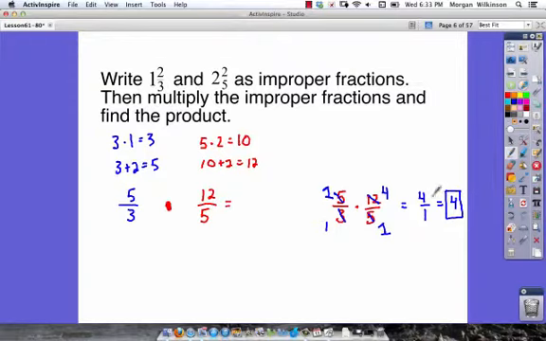When we simplify before we multiply, it makes it so we don't have to multiply big numbers, and so we don't have to divide big numbers.